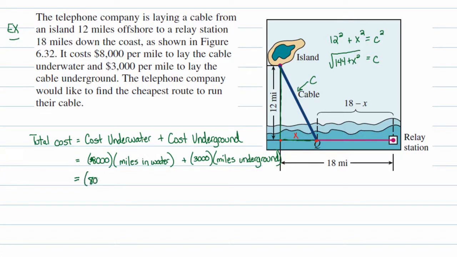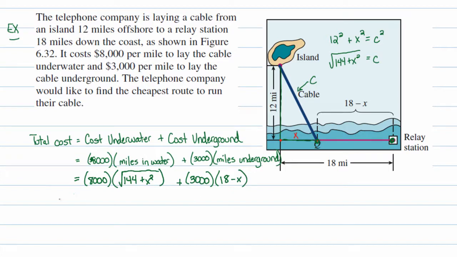So at $8,000 a mile, we are going to lay the cable for this many miles. Square root of 144 plus x squared. That's the number of miles underwater. Plus the $3,000 per mile for laying it underground. And the number of miles we've laid underground is actually this distance from here to the relay station. That's 18 minus x miles.